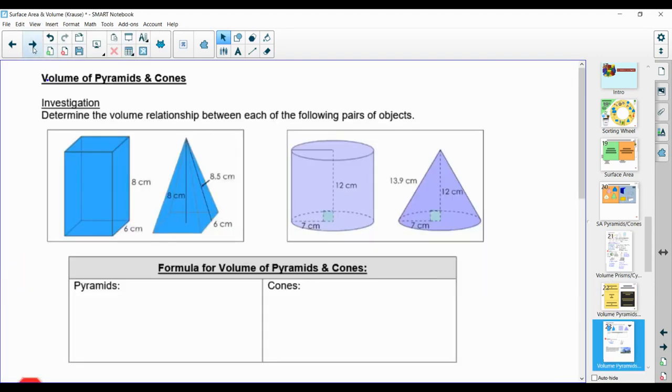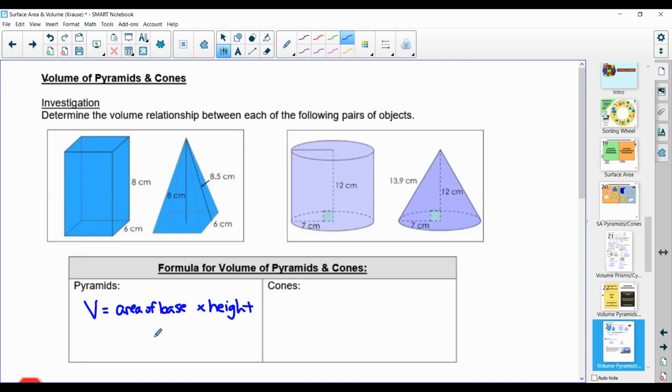All right, so we've already talked about the relationship between a prism and a pyramid. If we're talking about the volume of a pyramid, the volume is going to be the area of the base times the height divided by 3. Now, we don't want to mix that up with a triangular prism. A triangular prism would be length times width times height divided by 2. But if we're talking about a rectangular pyramid, it would be length times width times height divided by 3.